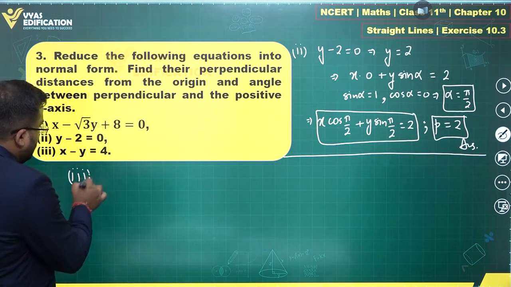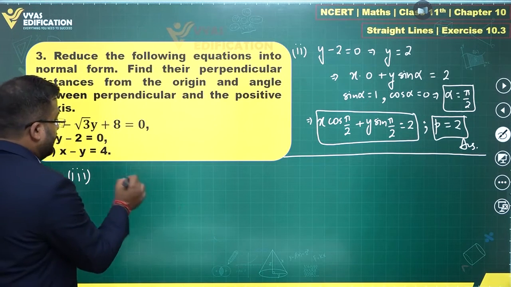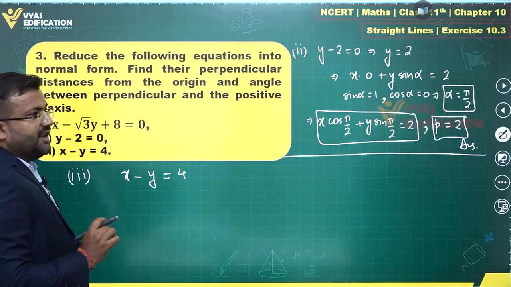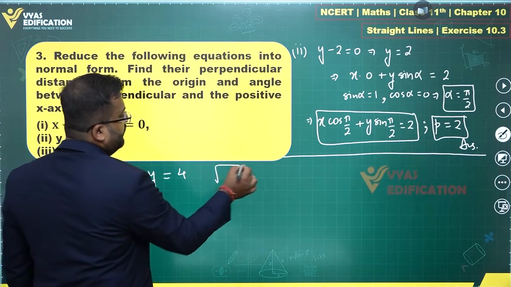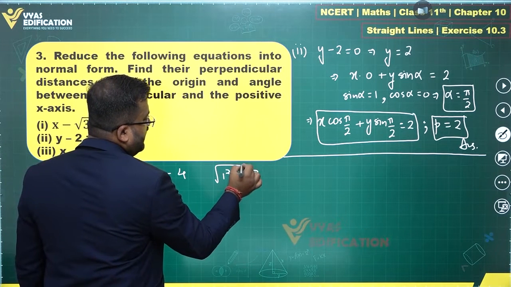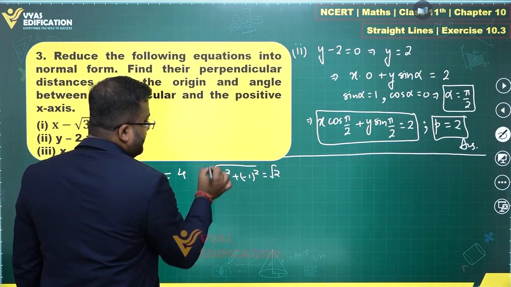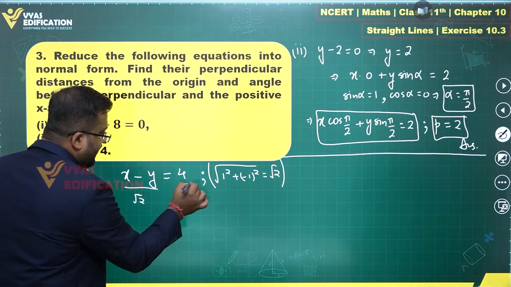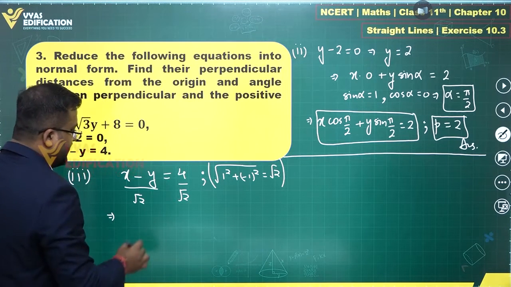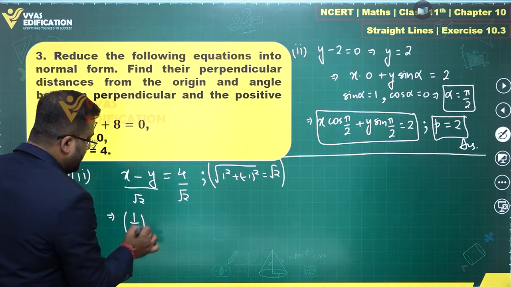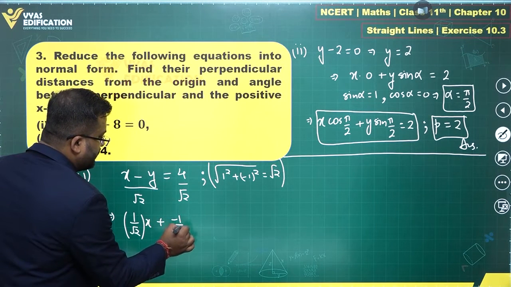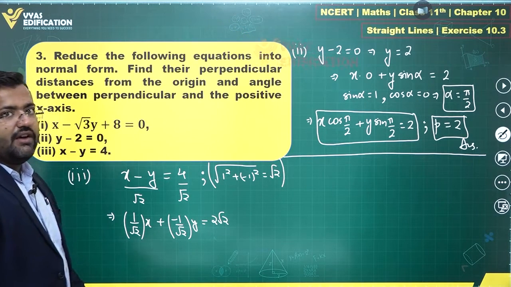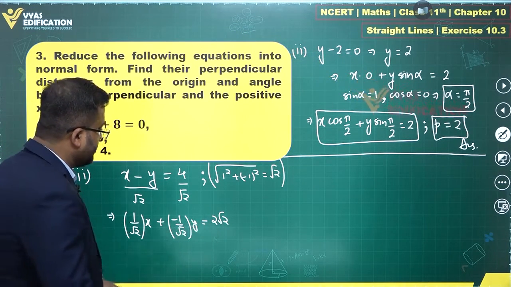Next, the third part says you have x minus y is equal to 4. Let's begin with this, x minus y equal to 4, and 1 square plus minus 1 square. What is that? Under root of 1 square plus minus 1 squared. What is that equal to? Under root of 2. So let's divide by this under root of 2. That's what we are supposed to do. So let's divide by under root of 2 over here, and let's divide by under root of 2 over here. This becomes 1 upon square root of 2 x plus minus 1 upon square root of 2 y is equal to 2 root 2. This is what we have, and this is the required form, x cos alpha plus y sin alpha is equal to this.